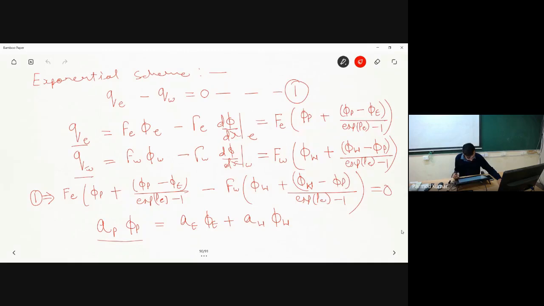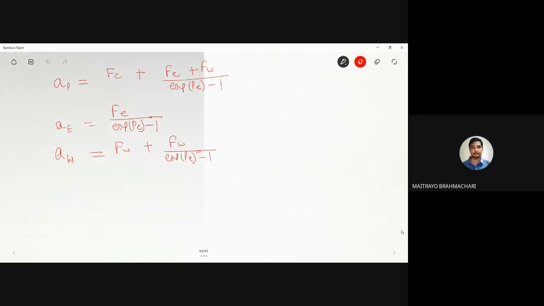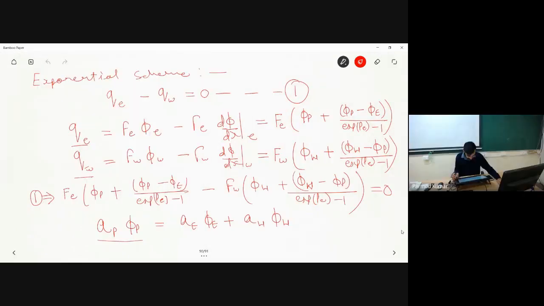AW will become FW plus FW divided by exponential of Peclet number minus 1. Is this point clear? What I have written over here? Yes, sir. So these expressions are correct? Yes.